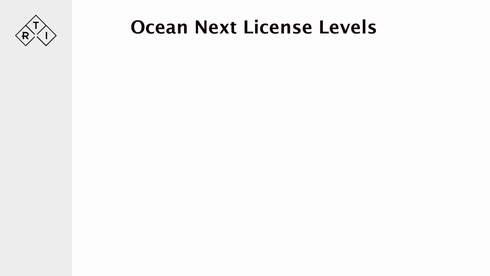There's a new structure of license levels in Ocean Next. With the improvements of quick check functionality, that level has been given its own license level. So the license levels are Quick, which is the new license level that gives the user access only to quick check for basic display functionality, plus the additional functionality we reviewed earlier.